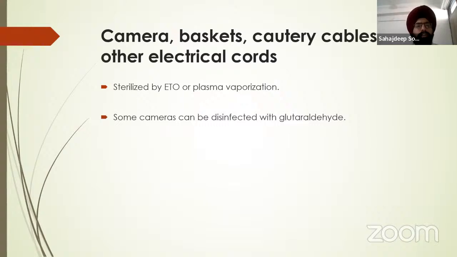Then comes sterilization of camera, basket, and cautery cables. These are basically sterilized by ethylene oxide or plasma vaporization. Cameras are non-critical items, so they can only be disinfected with glutaraldehyde.